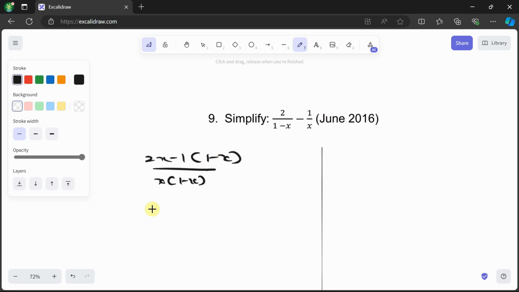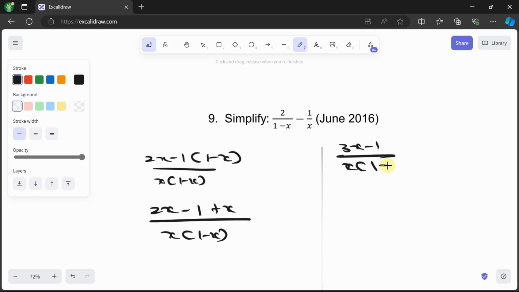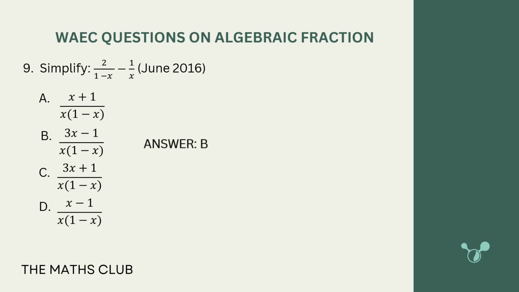Let's expand the bracket, and so that will be 2x minus 1 times 1. That will give me minus 1. Minus 1 times minus x, that will give me plus x, all over x open brackets 1 minus x. So let's simplify this. 2x plus x will be 3x minus 1 all over x open brackets 1 minus x. So let's see if you are correct. That will be option B.